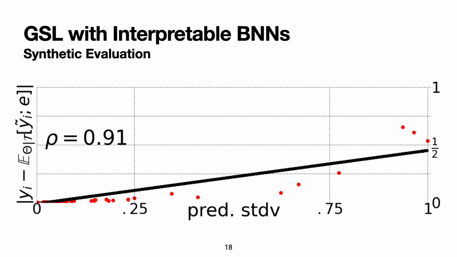In a predictive model, we don't have access to error when we make predictions, but we do have access to predictive standard deviation. And so if they're strongly correlated, we can use that instead of the error directly.